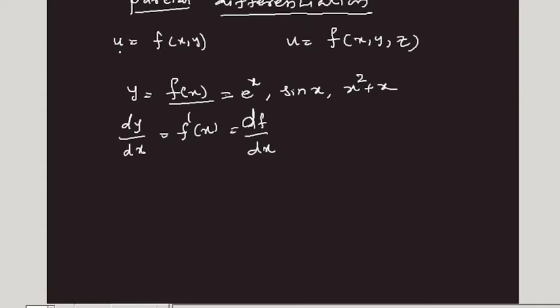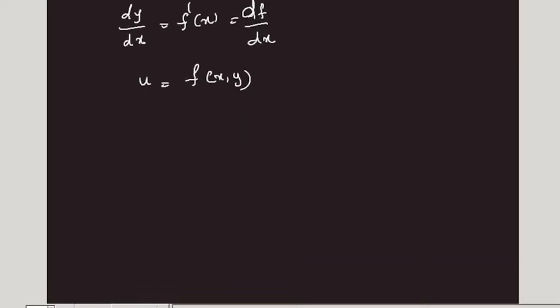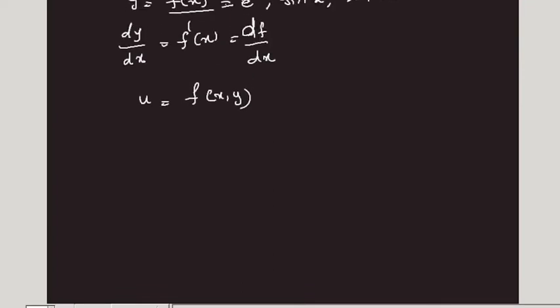But here we have two variables, that is u equal to f of x comma y. That means we can differentiate with respect to x or with respect to y. We cannot differentiate x and y together. So here during differentiation, we differentiate partially.